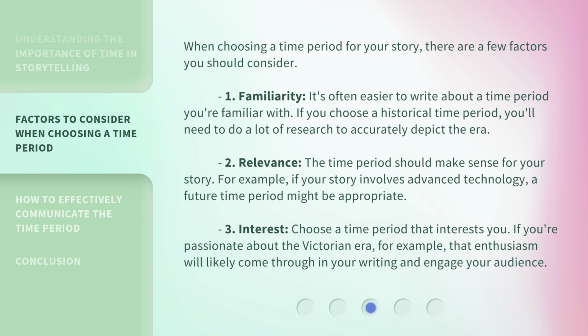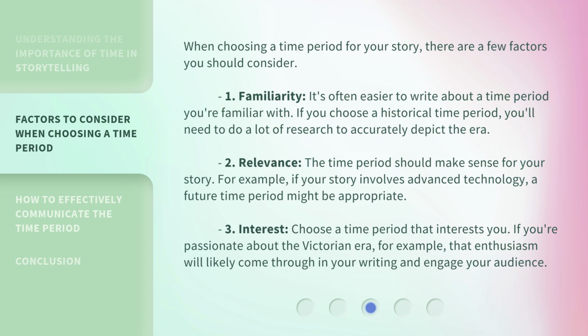When choosing a time period for your story, there are a few factors you should consider. 1. Familiarity. It's often easier to write about a time period you're familiar with. If you choose a historical time period, you'll need to do a lot of research to accurately depict the era. 2. Relevance. The time period should make sense for your story. For example, if your story involves advanced technology, a future time period might be appropriate.